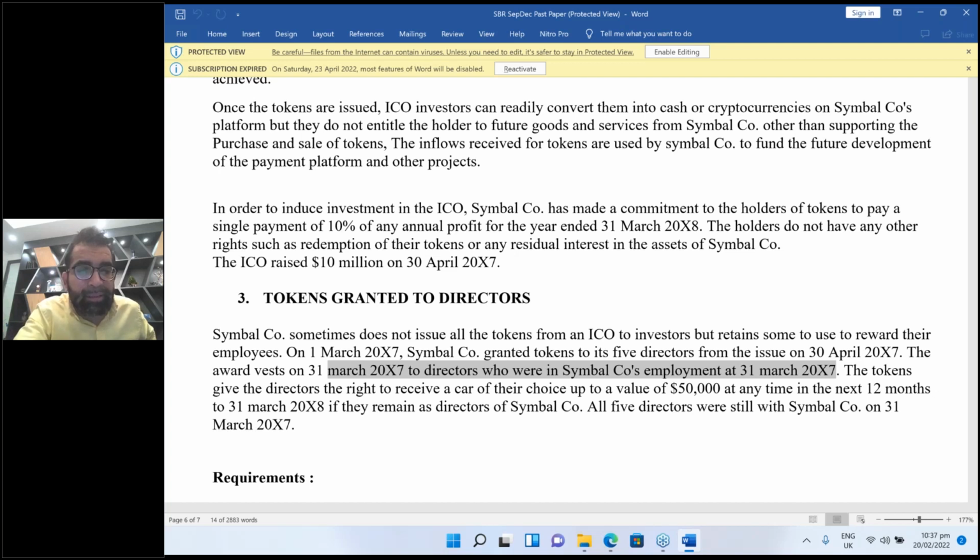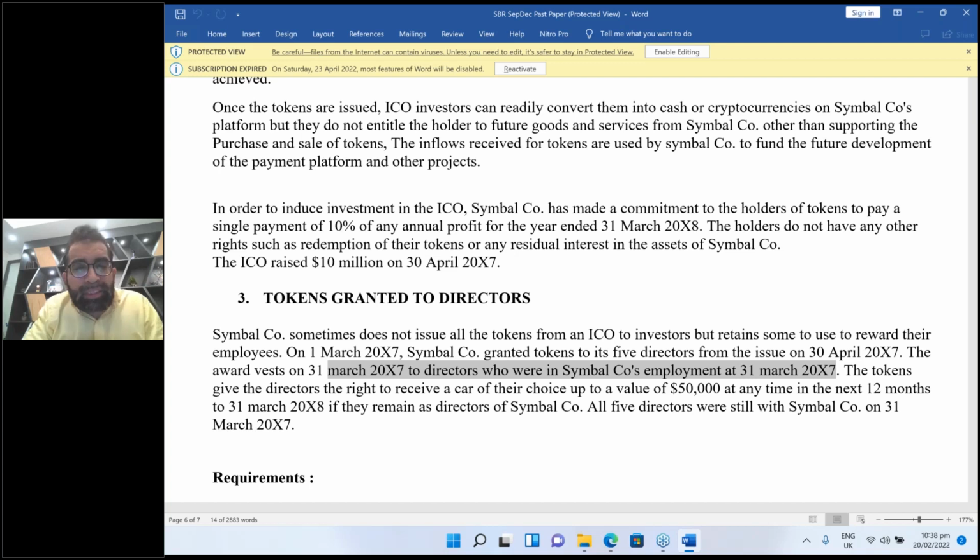The tokens give the directors the right to receive a car of their choice up to a value of $50,000 at any time in the next 12 months to 31st March X8 if they remain a director of Symbol company. All 5 directors were still with Symbol company on 31st March X7. Those who stayed with us till 31st March X7 have their rights vested. That means they are eligible, so the company needs to book a liability for them.